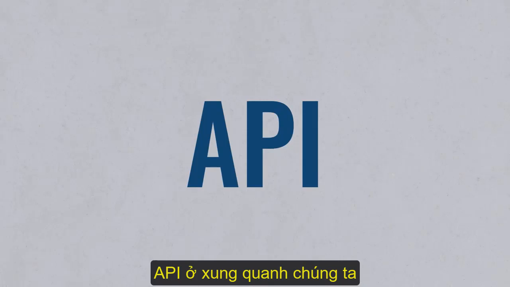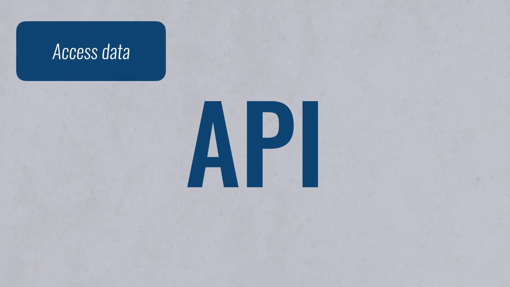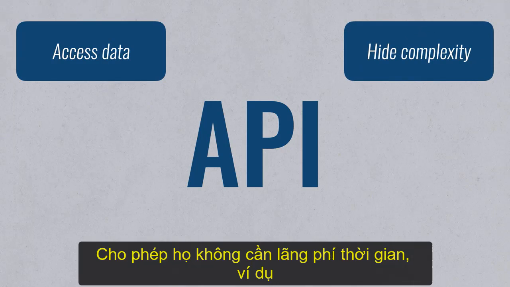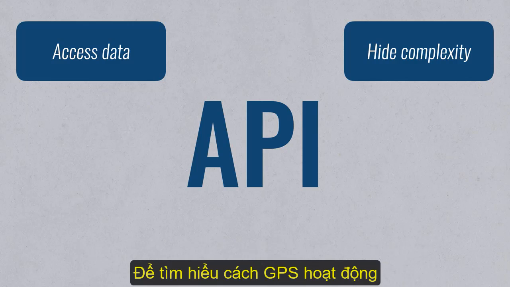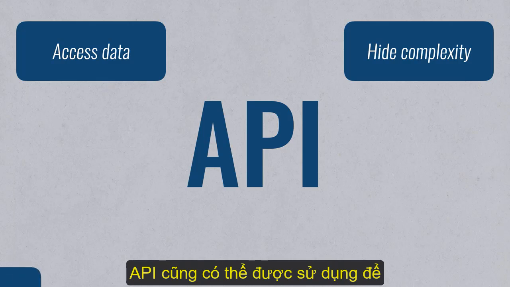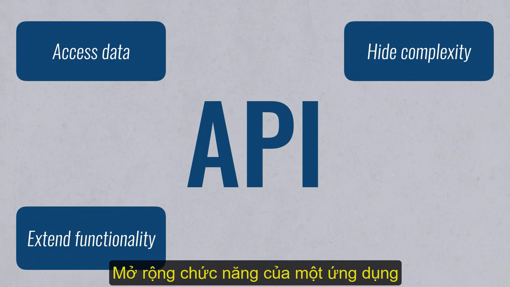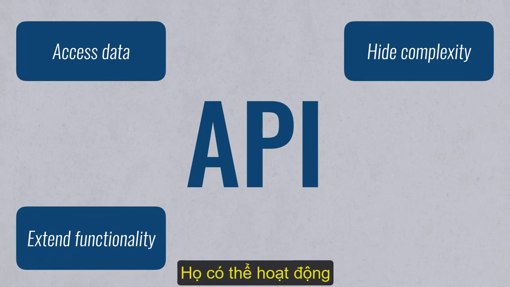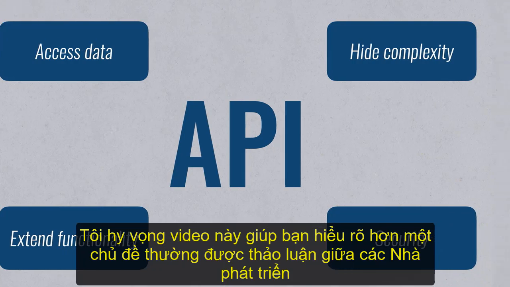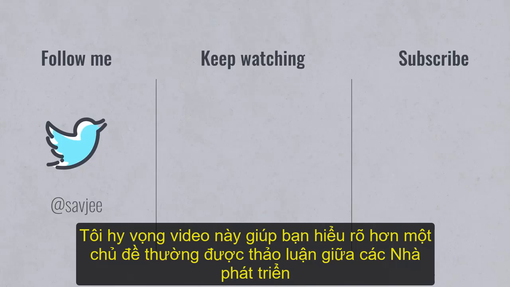So, time for a conclusion. APIs are all around us. They are used to get access to data so that multiple apps or services can work together. They can also hide complexity for developers, allowing them to not waste time on figuring out how GPS works, for instance. APIs can also be used to extend functionality of existing systems, and finally, they can act as gatekeepers to protect our personal data. I hope this video brought some clarity to a topic that is mostly discussed among developers.